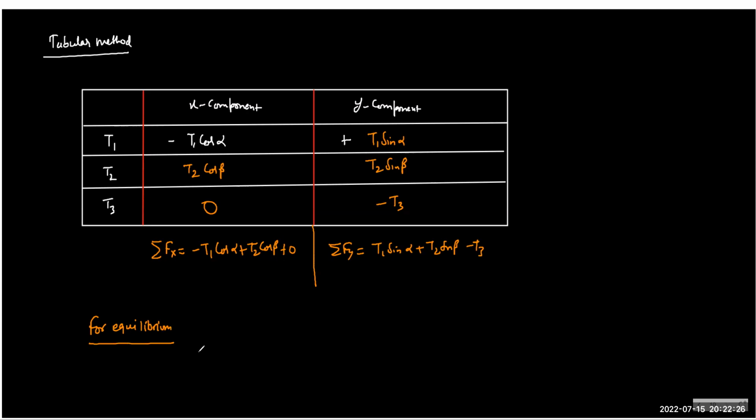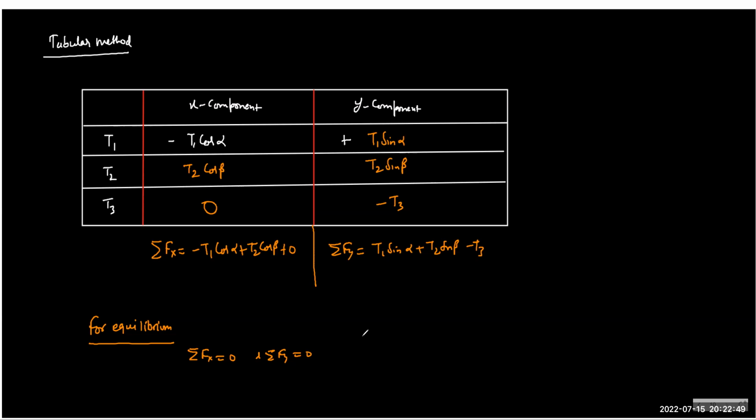For equilibrium, each component must be 0 separately, isn't it? Yes. Any doubt in this? Because this is very important. For equilibrium, no doubt, sir. Can we say that Fx and Fy must be 0 independently? Yes or no?